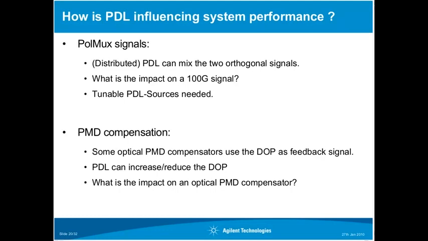Now, when you introduce PDL to the system, this is not quite true anymore. Due to the polarizing properties of PDL, you can actually increase your DOP without making your signal better. You can also decrease the DOP without making it worse. So PDL is somehow influencing your error criterion, and you might want to find out if that is creating any trouble in the real system.